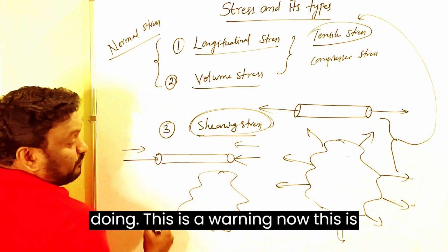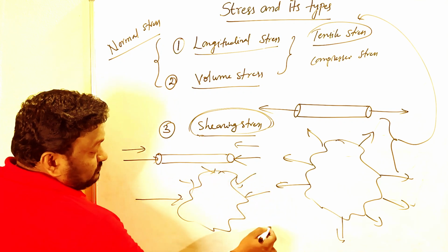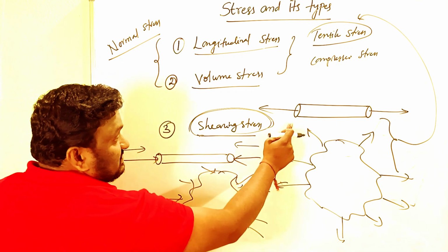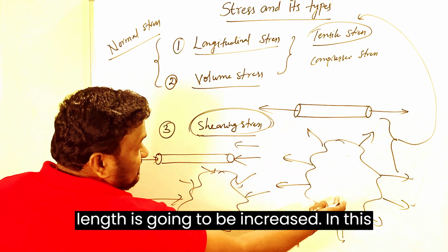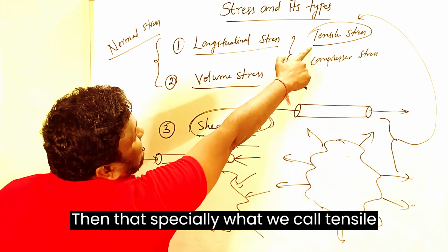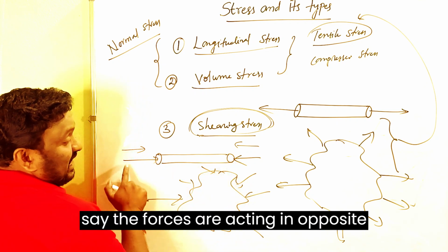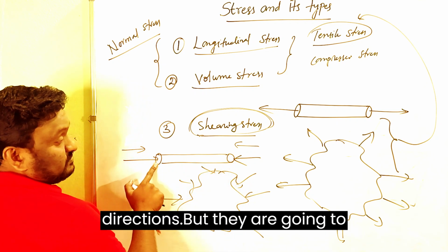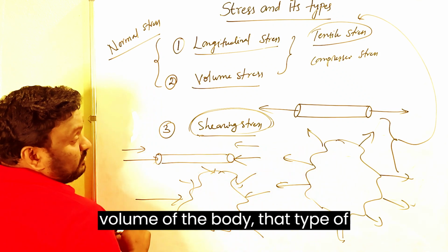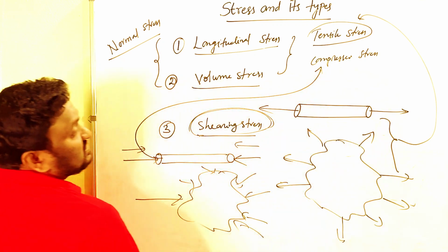We are taking this as the volume. In this case, the length is going to be increased. In this case, the volume is going to be increased. Then that stress is what we call tensile stress. Now in this case, what do I have to say? The forces are acting in opposite directions, but they are going to decrease the length and decrease the volume of the body. That type of stress comes under compressed stress.